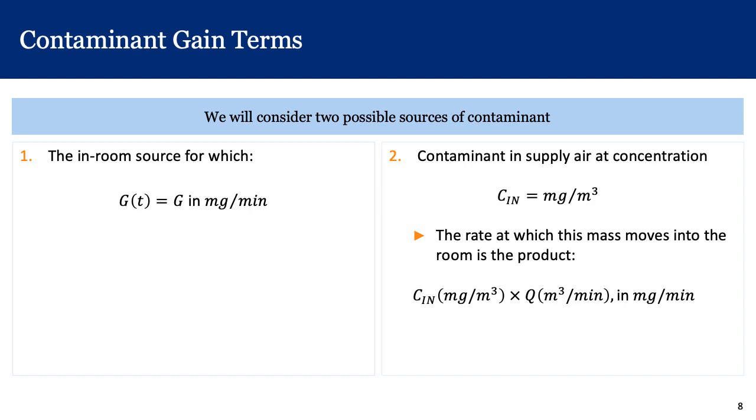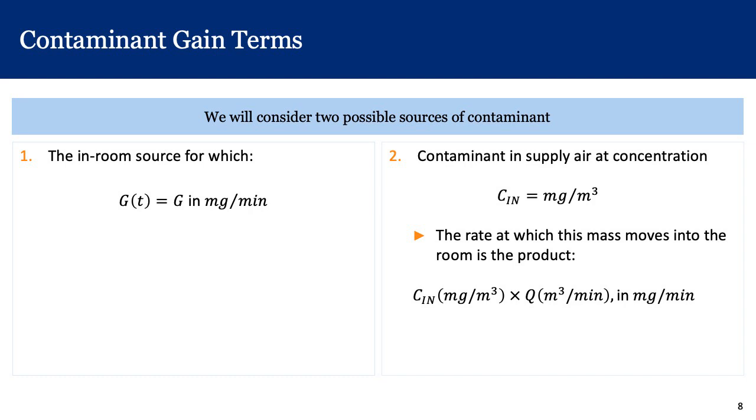So what are the contaminant gain terms? There are two possible sources of the contaminant in our simple scenario. Number one, the in-room source. There is a source that is generating contaminant into the room air at a rate of G milligrams per minute. We also know that the contaminant can enter the room through the supply air at a concentration of Cs, again in units of milligrams per cubic meter.